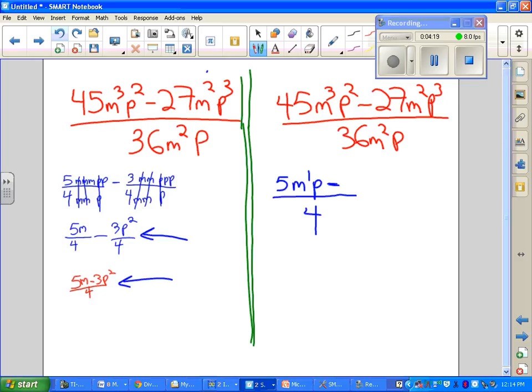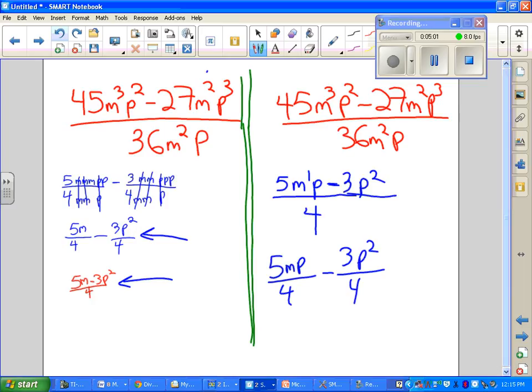It doesn't really matter. Now for the m's, m squared minus m squared gives you 0. And anything to 0 power is 1. That's really like canceling out. And p cubed minus p, 3 minus 1 is 2, so that would be p squared. I forgot about my numbers. It's 3 over 4, which would be just like this. Or if you really wanted to, you could write it like this. It doesn't really matter.